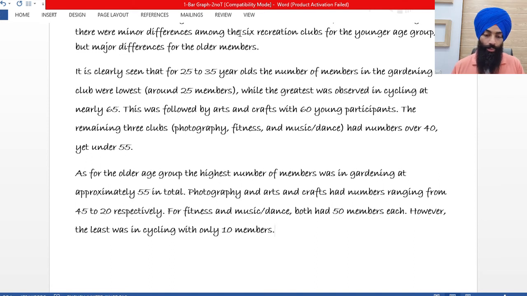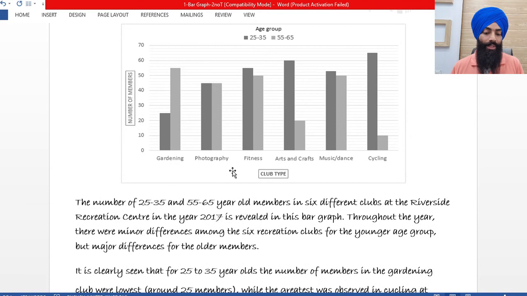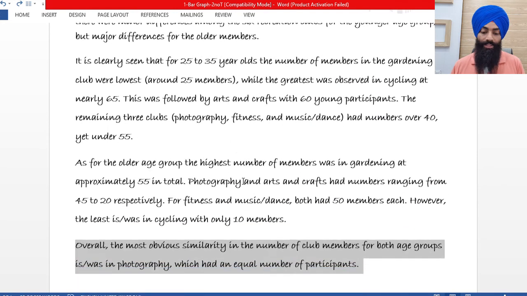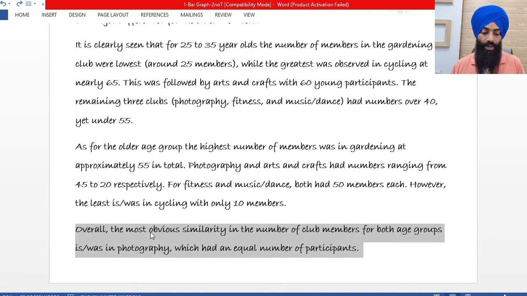Okay, now we can go to our overall. Now throughout the whole task, I have not really mentioned any comparison between the 2 age groups. Now I can do that in the overall. I can kind of mention that here. Overall, the most obvious similarity in the number of club members for both age groups was in photography, which had an equal number of participants.